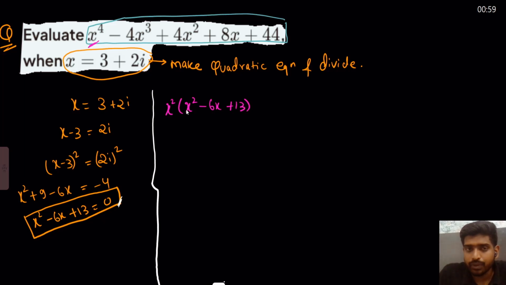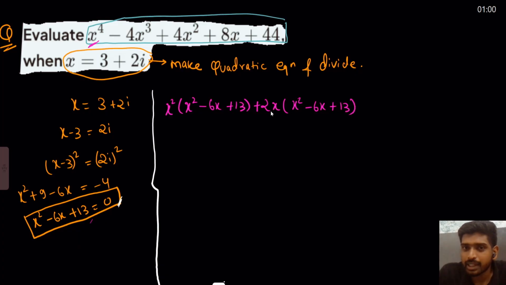Now next, we got x power 4. Then now we'll try to make this minus 4x cube. First we'll count how many x cubes there are. So x square multiplied by minus 6x will give minus 6x cube. But I want minus 4x cube. Understood? Minus 6x cube I am getting here, and I want minus 4x cube. So I want plus 2x cube more. If I get plus 2x cube here, this will make it minus 4x cube. Yes or no? So here I will multiply by plus 2x. So here I will get x square minus 6x plus 13.